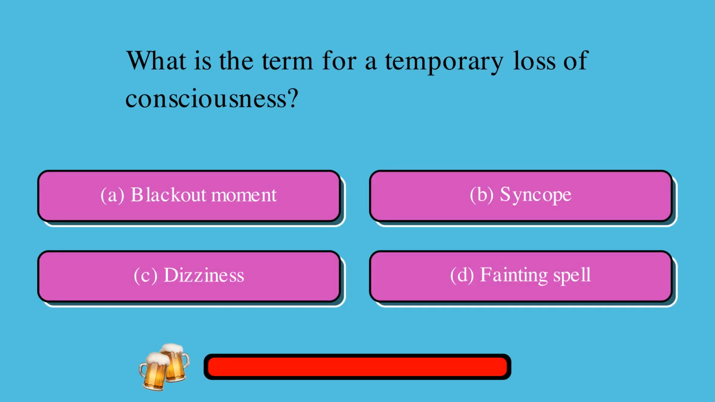What is the term for a temporary loss of consciousness? A. Blackout moment, or B. Syncope, or C. Dizziness, or D. Fainting spell? The correct answer is B, syncope.